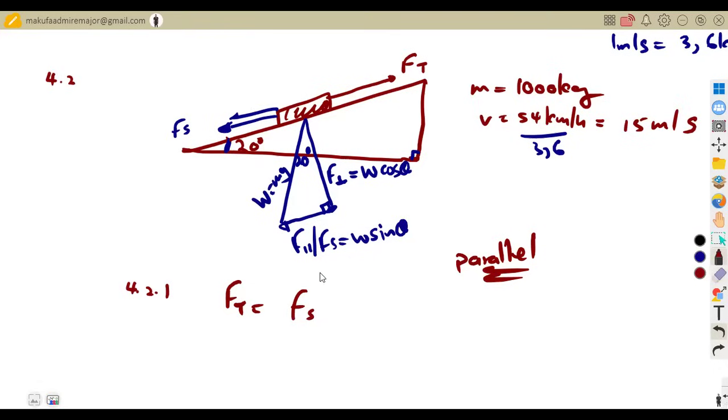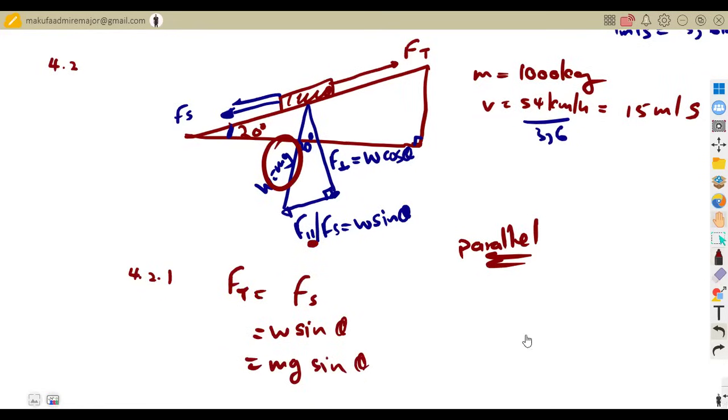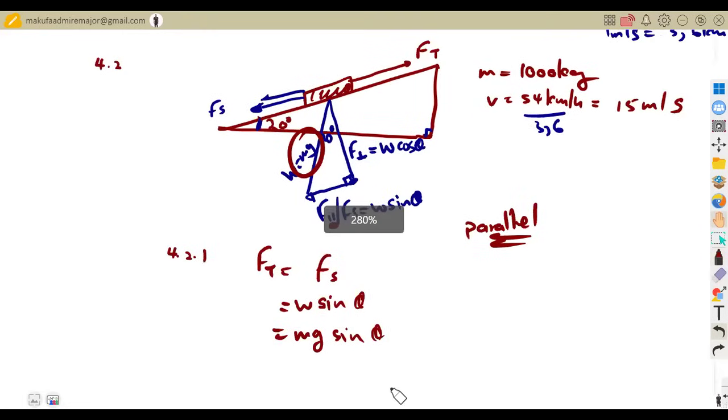And we said our F parallel, which is the same as this Fs, is W sine of theta. And W is equal to mass times the gravitational acceleration. So there we simply have to substitute our information to obtain the value of our total force. The mass of the object of 1 ton, which is 1,000 kilograms, times the gravitational acceleration of 9.8 times the sine of theta. Remember, our theta is 20 degrees. So that's the sine of 20.